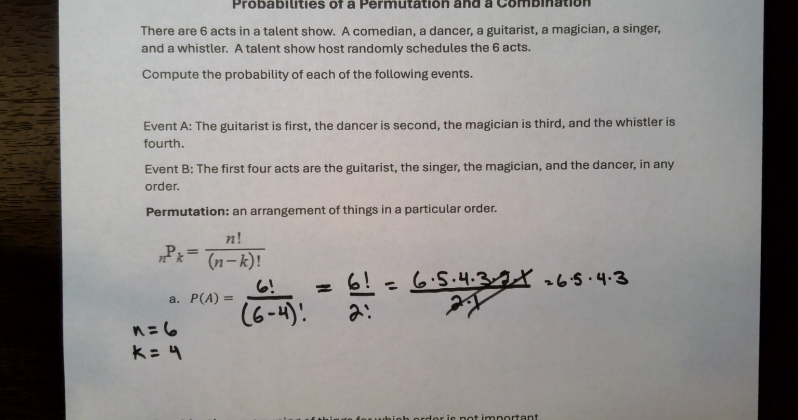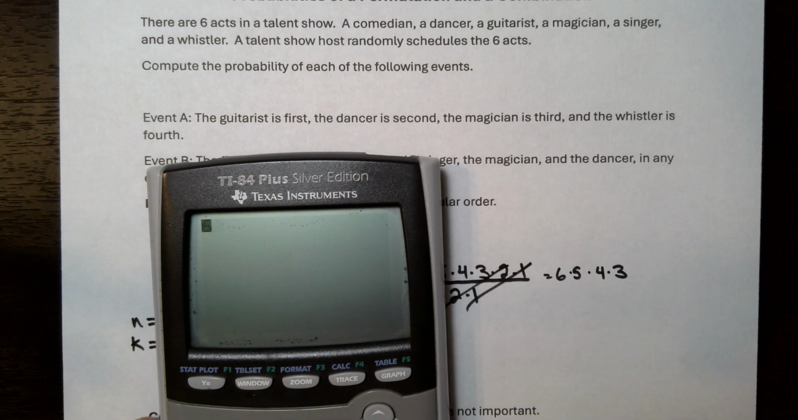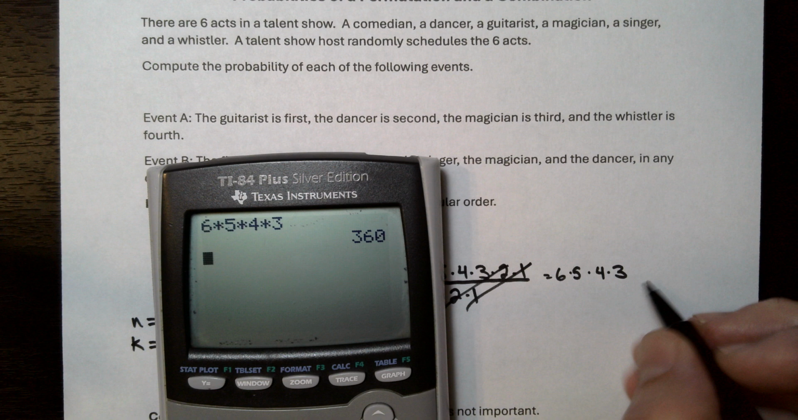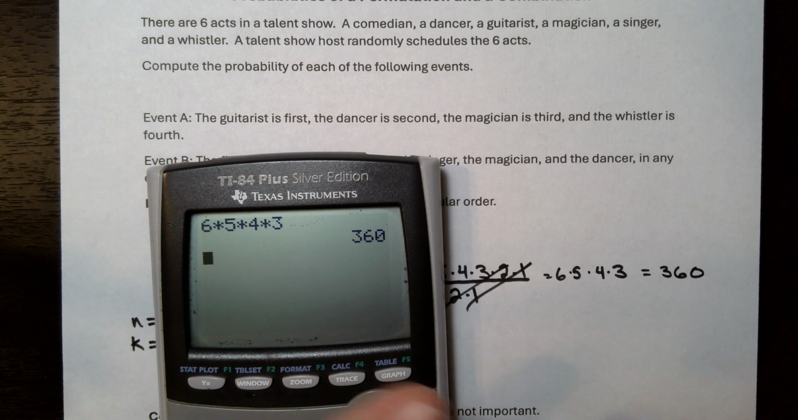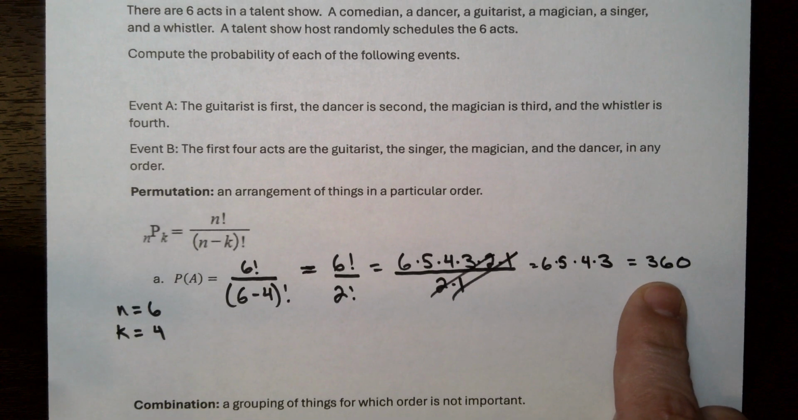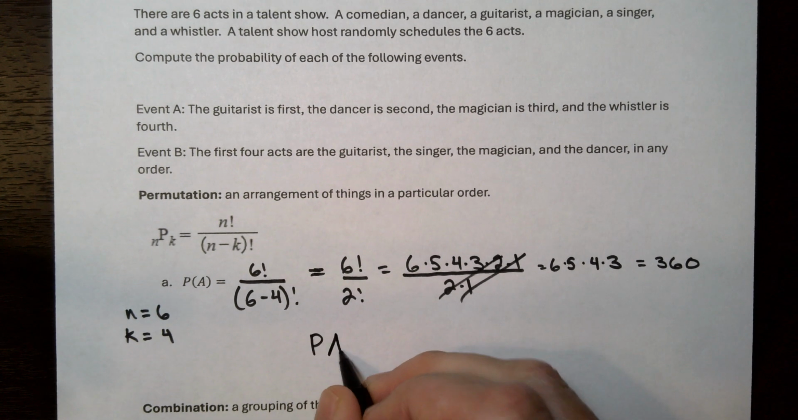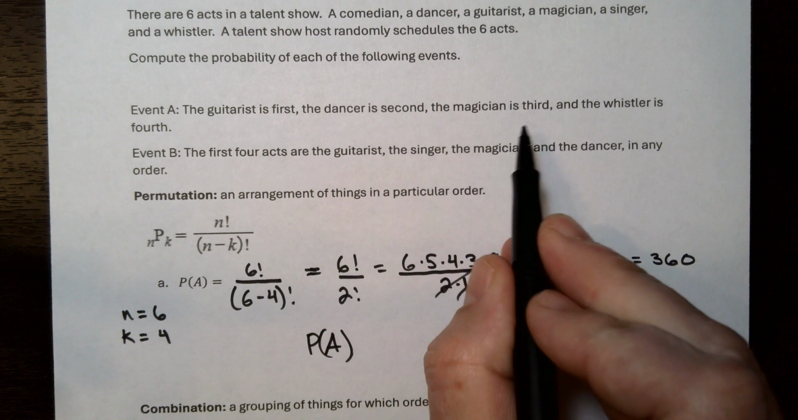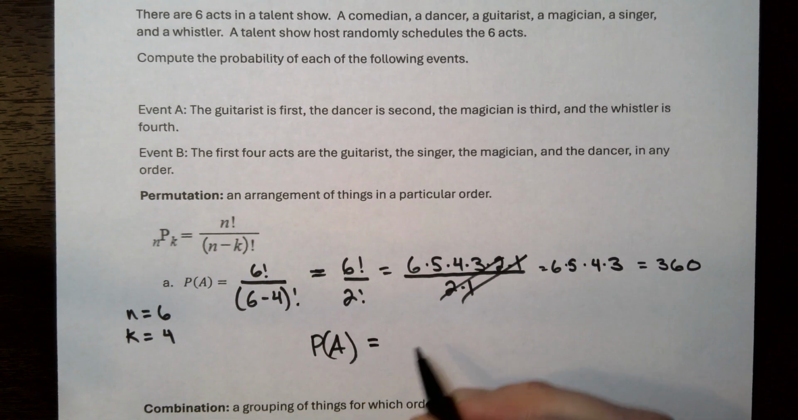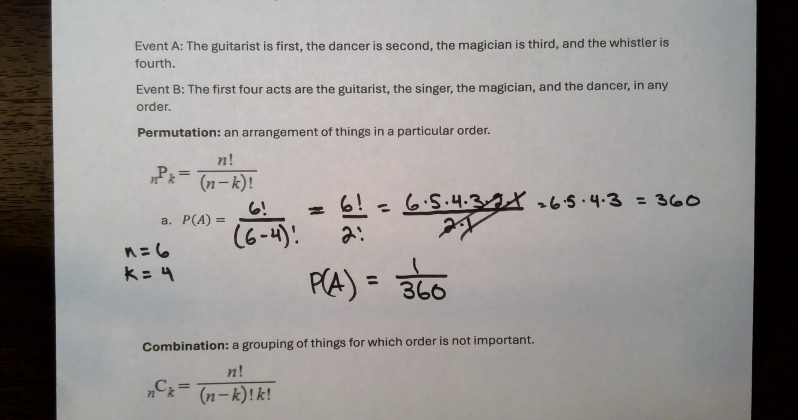If you multiply 6 times 5 times 4 times 3, we get 360. That means there are 360 different ways that it could happen, and this is one of those ways. So our probability of event A, that the guitarist is first, dancer is second, magician third, whistler fourth, is 1 out of a total of 360 possibilities. So our probability is 1 out of 360.